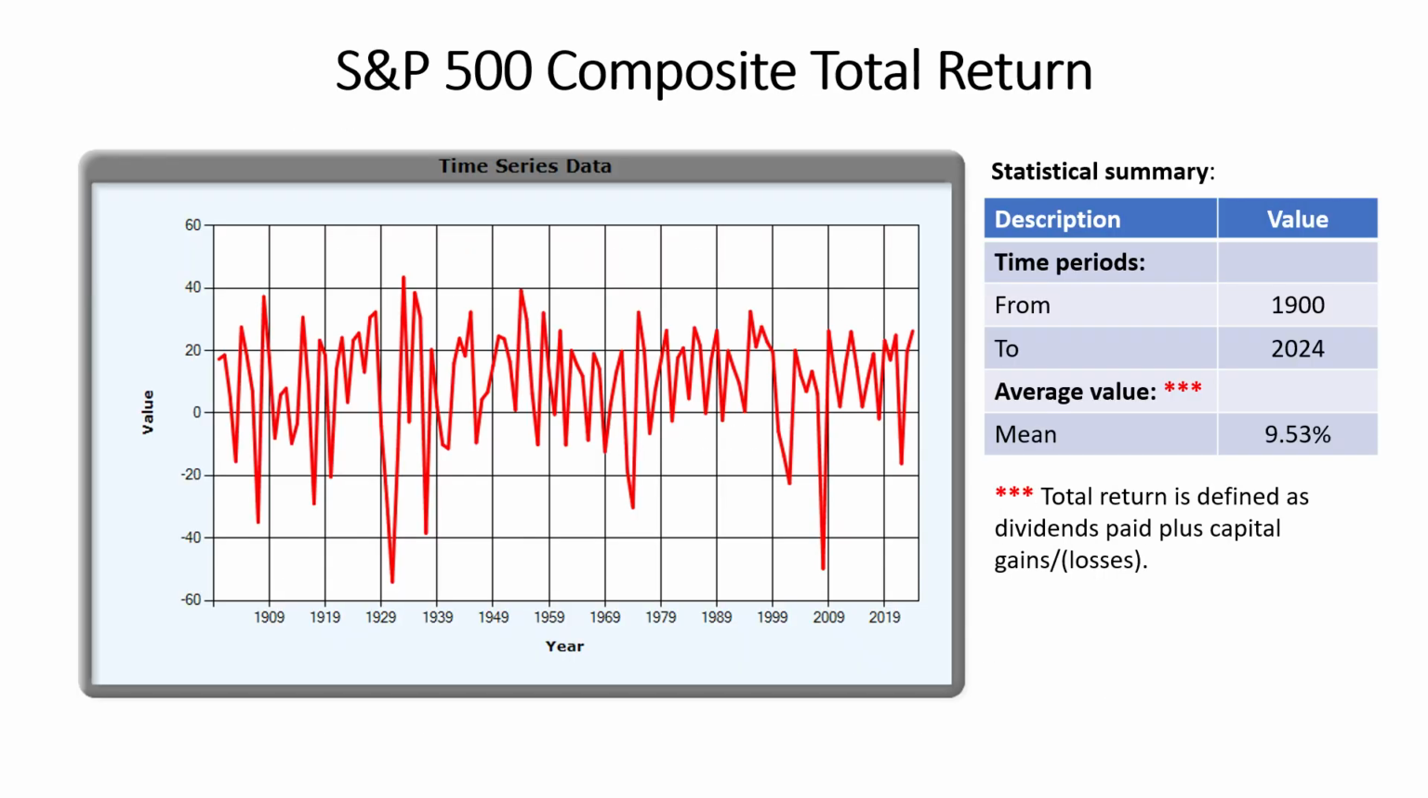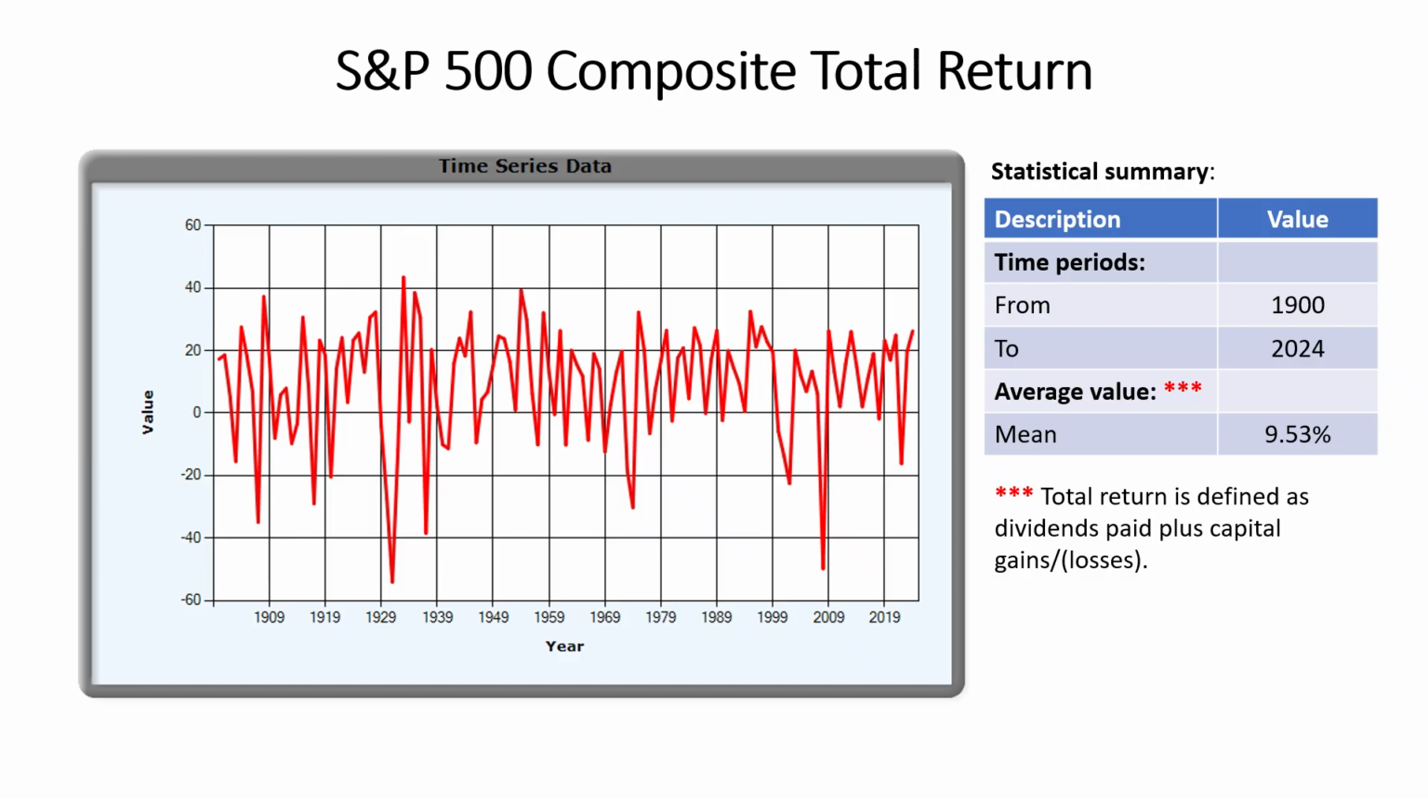In this slide, we'll take a look at the S&P 500 composite total return. And remember, total return equals capital gains and losses plus dividends. So if we look at the graph, we can see that this time series goes more than 100 years, and it's pretty volatile. And just to look at a couple data points, look at the Great Depression, which was 1929 till pretty much the start of World War II. And we can see that total return really took a dive.